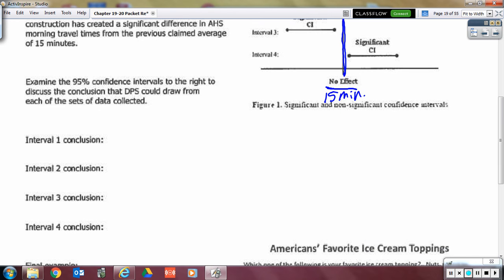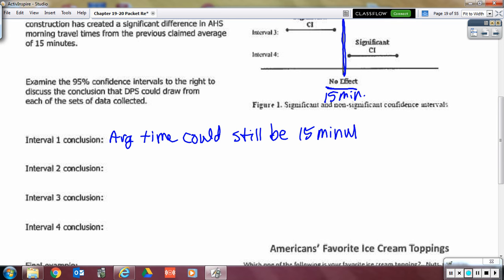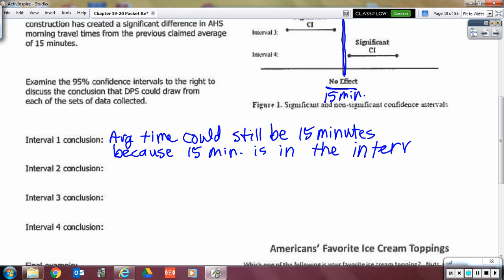Interval 1 conclusion. The average time could still be 15 minutes because 15 minutes is in the interval. So they made an estimate and it still contained 15 minutes. So 15 minutes is still a possibility.